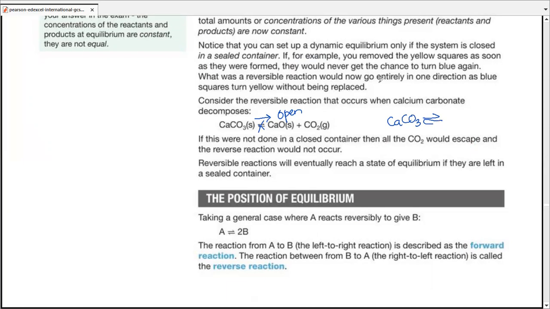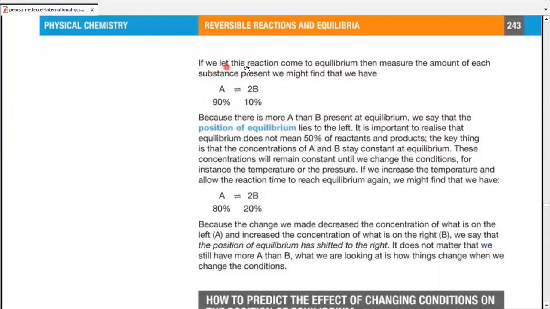Yes. Great. If that makes sense, let's clarify the position of equilibrium. Taking a general case where A reacts reversibly to give B. The reaction from A to B, left to right reaction, is described as the forward reaction. The reaction from B to A, right to left reaction, is described as the reverse reaction. Let's clarify that. If we let this reaction come to an equilibrium, then measure the amount of each substance present, we might find that we have 90% of A and only 10% of B.